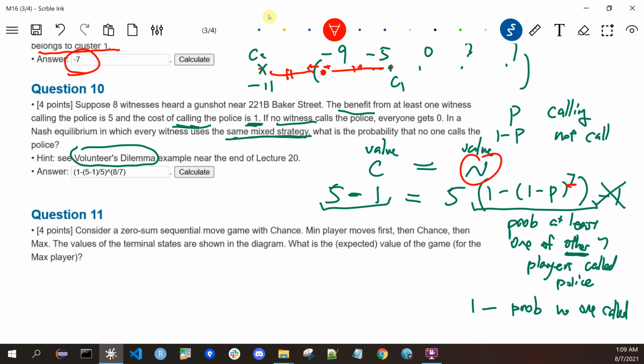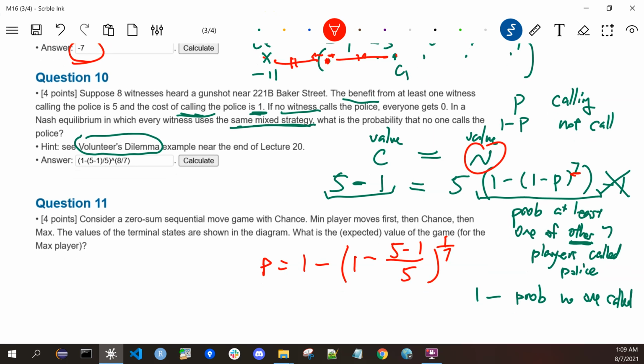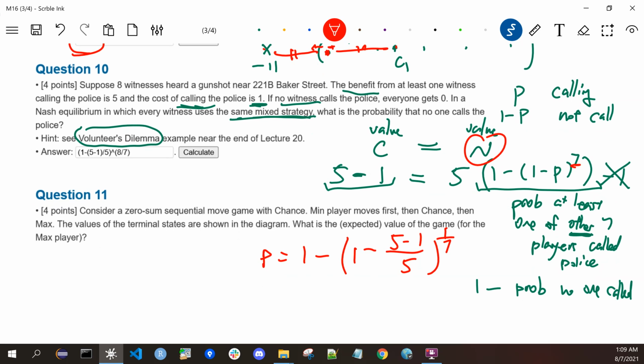Then we can solve for P. And P is 5 minus 1 divided by 5, and we need 1 minus this, and we need it to the power 1 over 7, and we need 1 minus that. So that's basically P. And P is the probability that one player is calling.